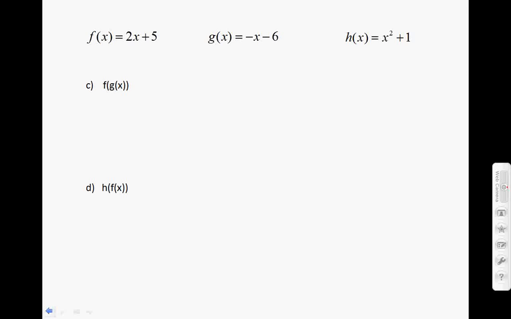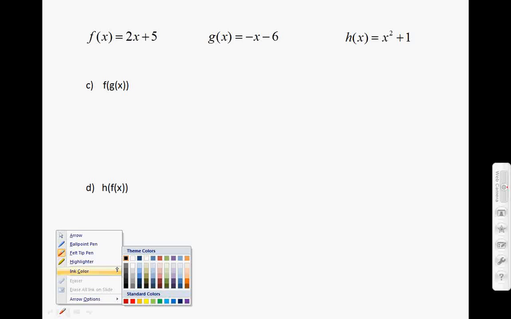Okay, next example. We're going to do composite functions with expressions. This gets a little tricky, but if you stick with me and you're very organized with your work, then it shouldn't be a problem. So this is question C and question D, and it goes with the first functions I gave you.